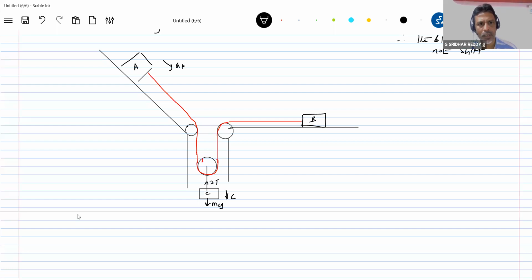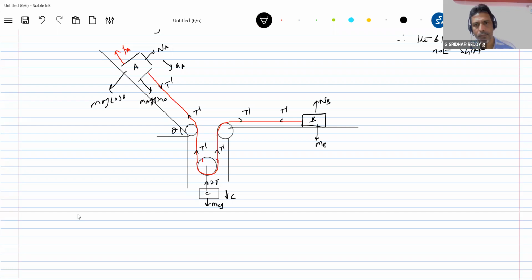So this is the normal contact, NA, tension, MAG sine theta, MAG cos theta. The friction here, FA. Here the tension T, T dash I'll call it. This will be some other tension T dash, which I don't know. So this will be T dash. Static friction equal to T dash.